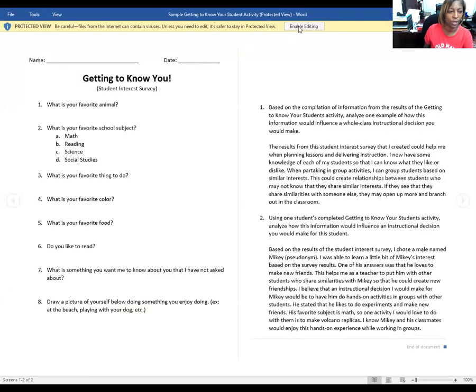This will be a getting to know you activity. This particular student decided to just use a student interest inventory, with very simple eight questions.